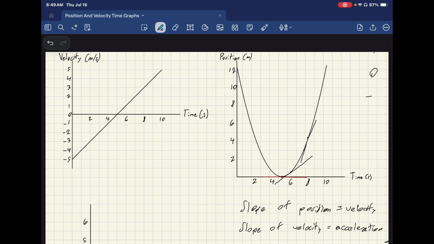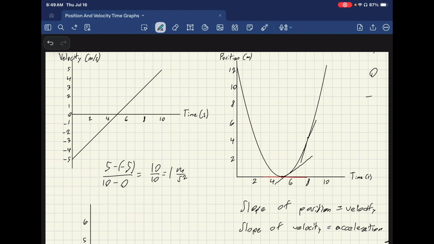If we look at our initial graph for velocity, I have it up here actually, we have a constant slope going from -5 to +5 meters per second. So we do 5 minus -5 divided by 10 minus 0. 5 minus -5 is 10, divided by 10 equals 1 meters per second squared. And this would be our acceleration.